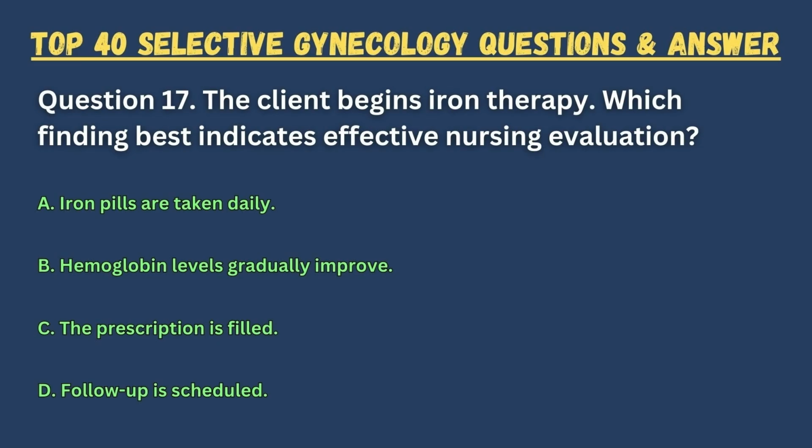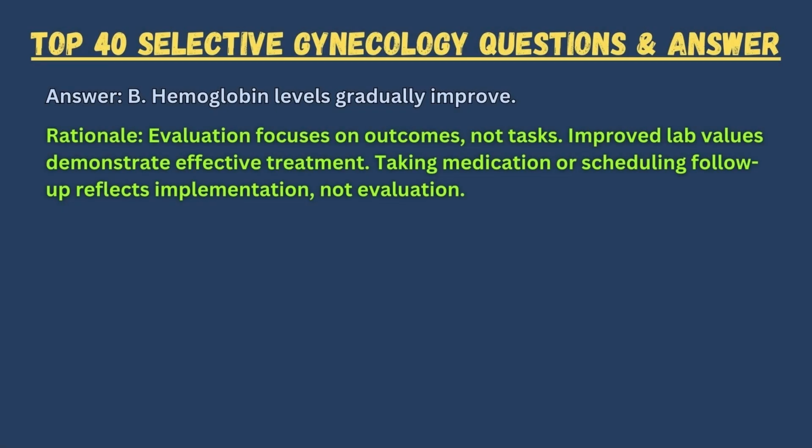Question 17. The client begins iron therapy. Which finding best indicates effective nursing evaluation? A. Iron pills are taken daily. B. Hemoglobin levels gradually improve. C. The prescription is filled. D. Follow-up is scheduled. Answer: B.